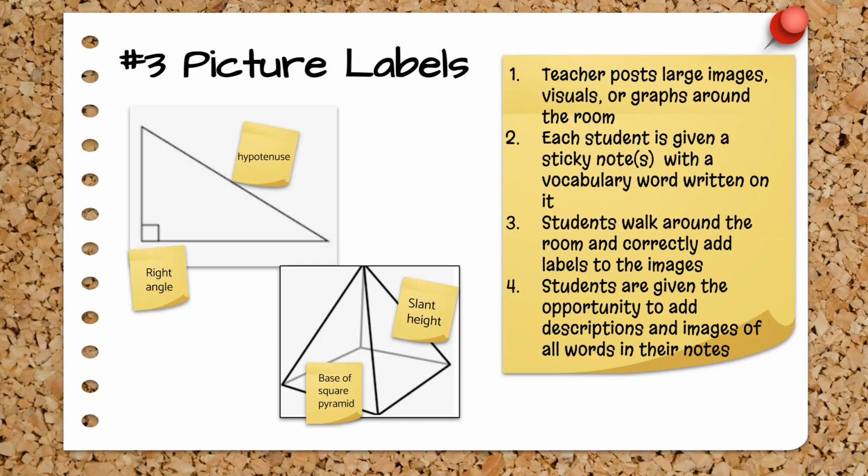As you can see on the left-hand side of your screen, it looks like a student has correctly labeled the hypotenuse of a right triangle. The right angle has been labeled by a student. And the geometry picture of the square pyramid, a student has labeled a slant height, and also base of a square pyramid has been added by a student. Students are given the opportunity to add descriptions and images of all the words in their notes.